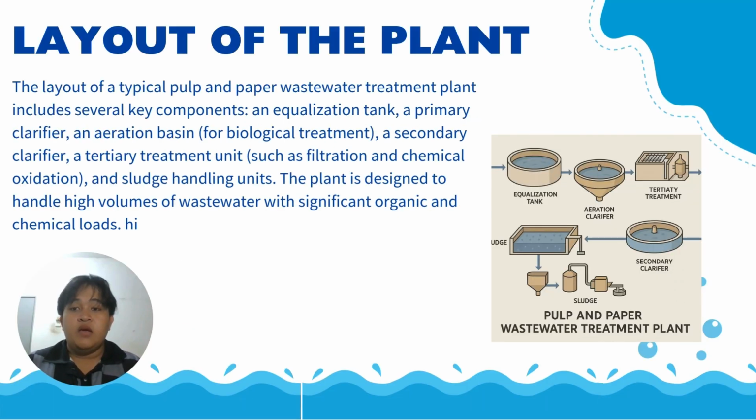Layout of the plant. The layout of a typical pulp and paper wastewater treatment plant includes several key components: an equalization tank, a primary clarifier, an aeration basin for biological treatment, a secondary clarifier, a tertiary treatment unit such as filtration and chemical oxidation, and sludge handling units. The plant is designed to handle high volumes of wastewater with significant organic and chemical loads.